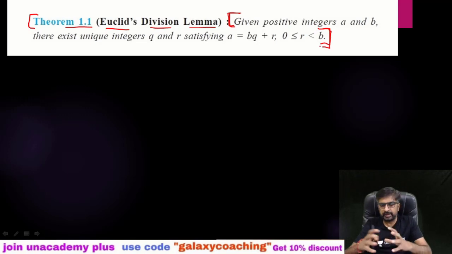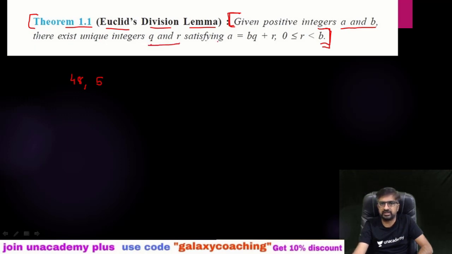So what is actually this statement? I'm going to explain it with a practical example. Here they said given positive integers a and b. So let me take two numbers, 48 and 5. Suppose we are having two numbers 48 and 5. There exist unique integers q and r satisfying. Let us keep it up till here. So from this we will get two integers q and r.